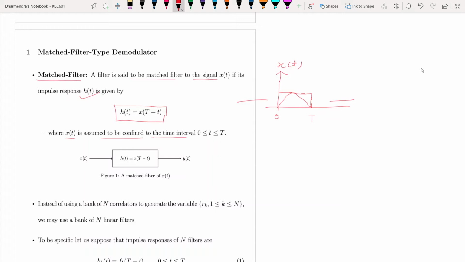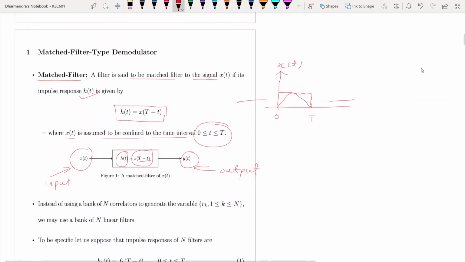So this x of t is the input to a filter, and this is the output of the filter. A filter is said to be the matched filter for this input signal x of t, which is confined in this interval, if h of t is equal to x of capital T minus small t. This is the definition of a matched filter.